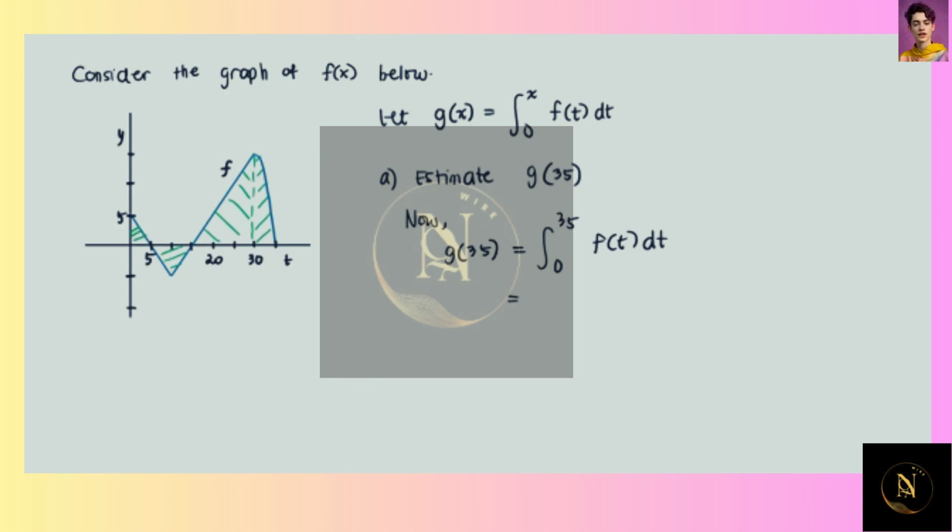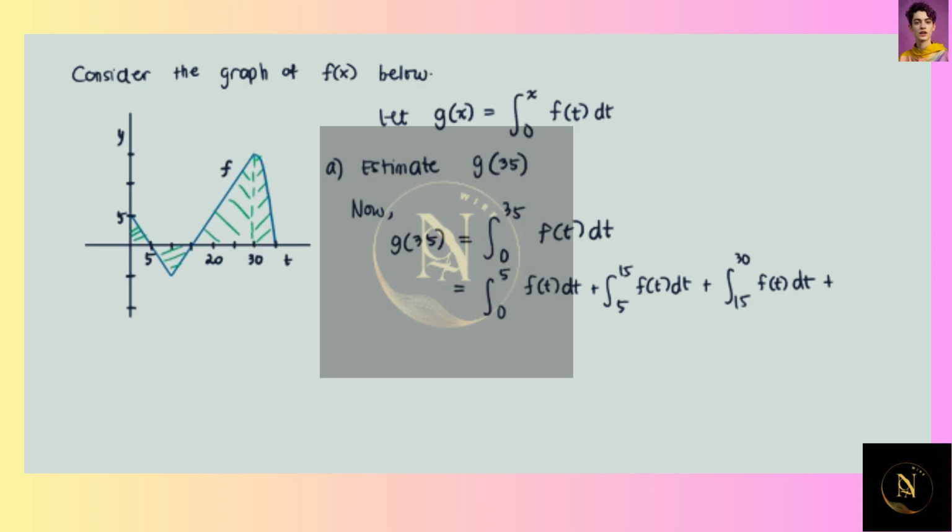So the first one will be the integral from 0 to 5 of f of t dt, plus we have the integral from 5 to 15 of f of t dt, plus we have the integral from 15 to 30 of f of t dt, and then lastly we have the integral from 30 to 35 of f of t dt.